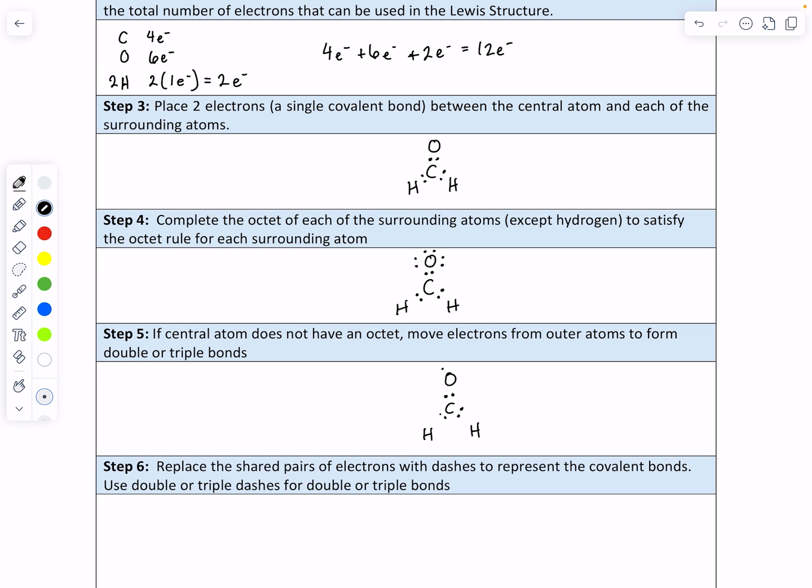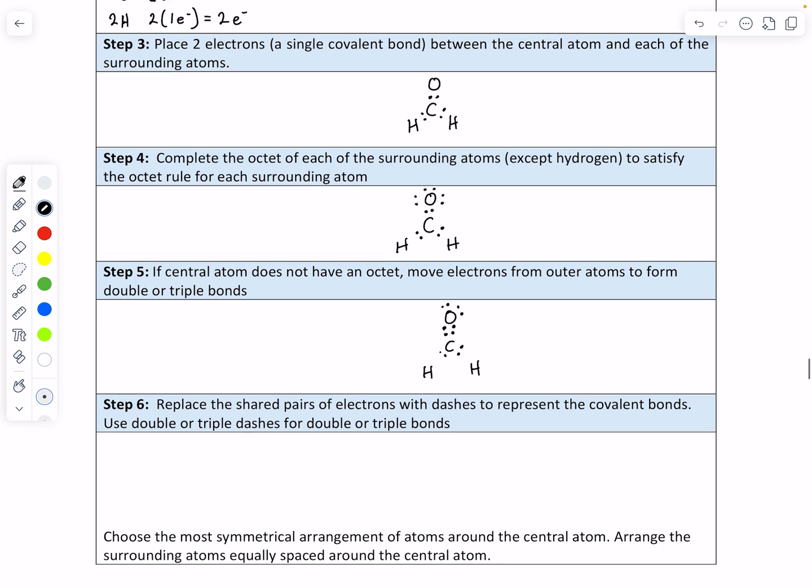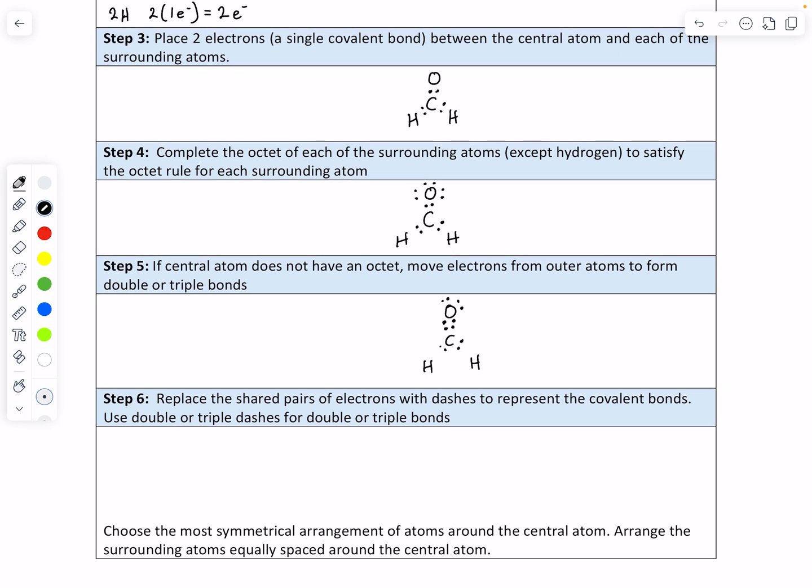And I'm going to take 2 electrons from oxygen, because oxygen has an octet, and I'm going to use it to make a double bond. I'm going to replace the shared pairs of electrons with dashes. And I use a double dash to represent a double bond.